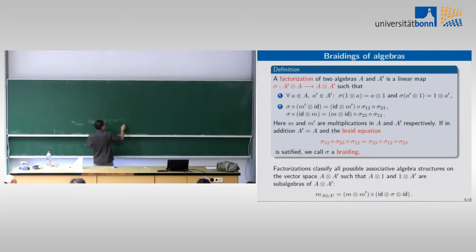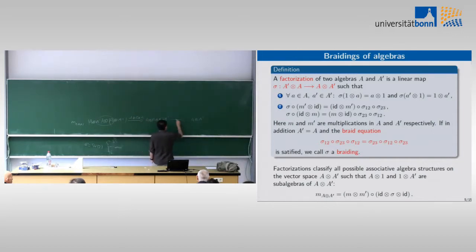It must land in A tensor A prime. But in order to achieve it, and I want to use multiplication in A and multiplication in A prime, what I have to do first is flip the legs of A prime and A. And this is what I'm doing with the help of sigma. So apply identity, sigma, tensor identity. And this way I go into A tensor A prime tensor A prime.